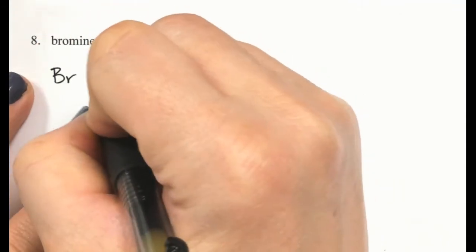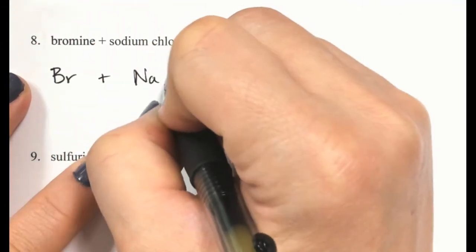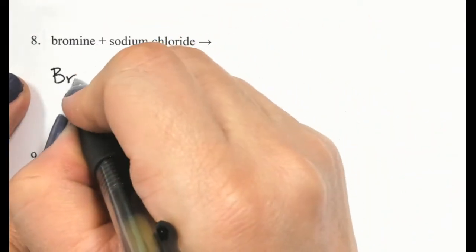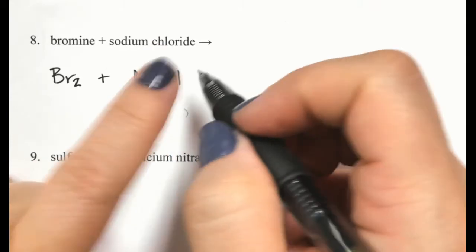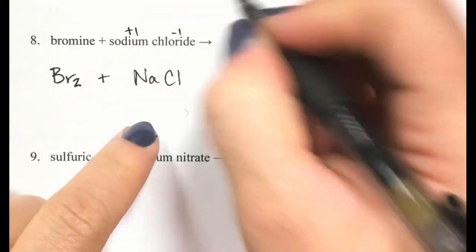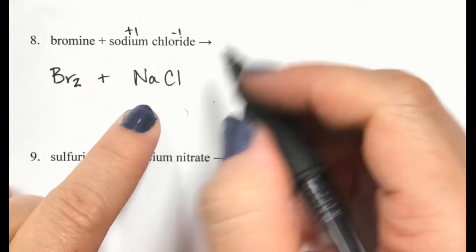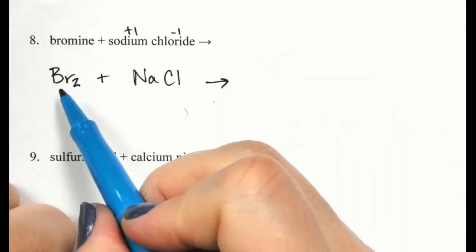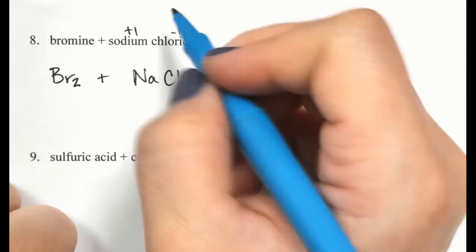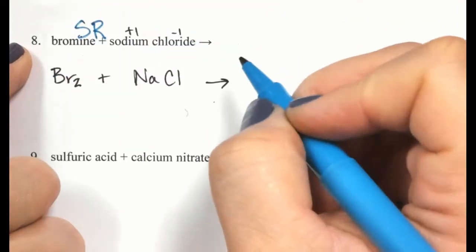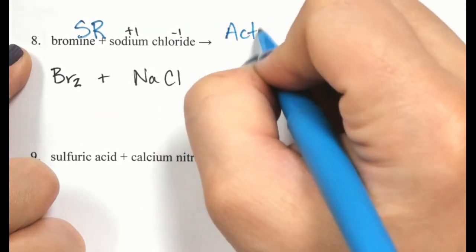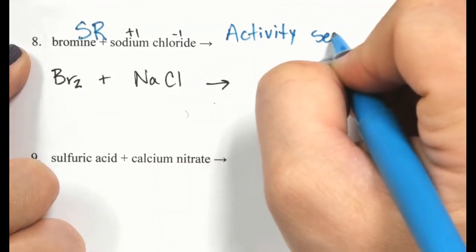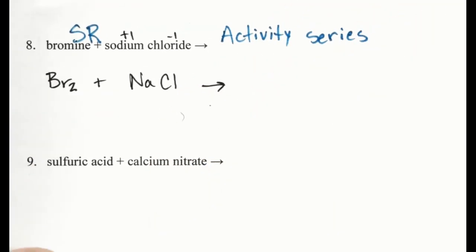Number 8, we have bromine plus sodium chloride. Bromine is a diatomic, so we need a little 2 here. And then for sodium chloride, we have to balance charges. +1, -1 are going to cancel, and I'll draw my arrow. So what kind of reaction is this? Single element plus a compound is going to make this a single replacement, which means you have to use an activity series to determine will the reaction happen.